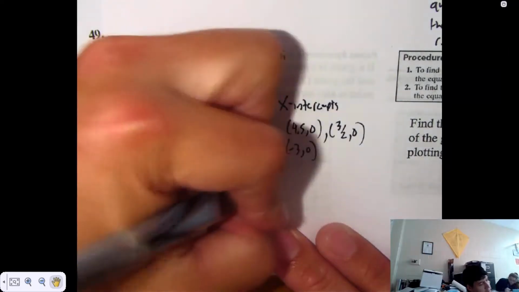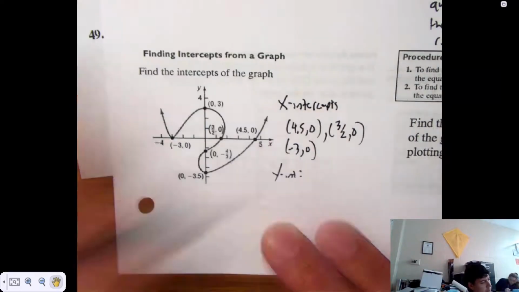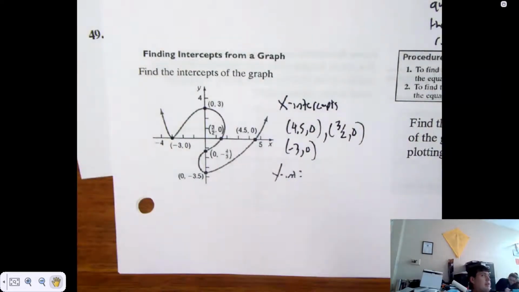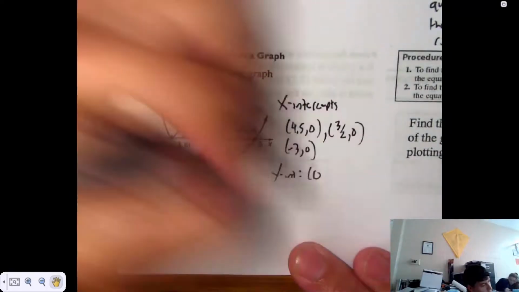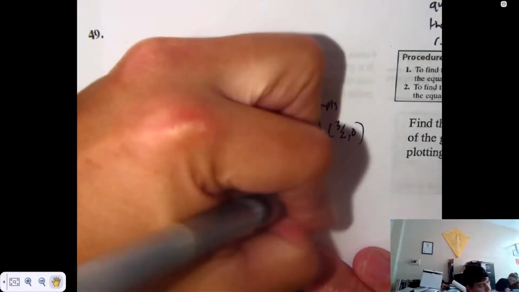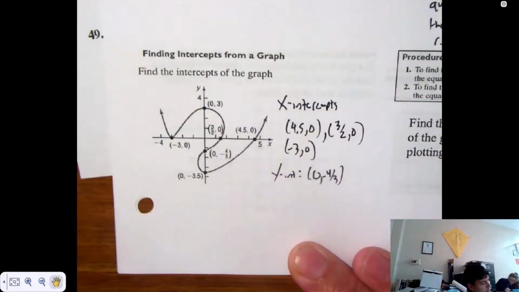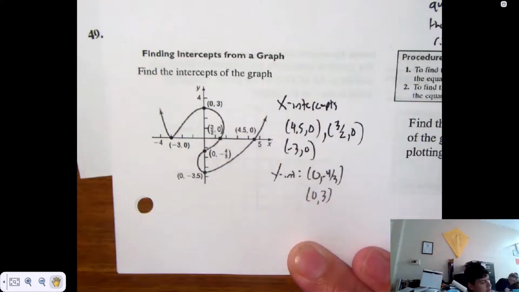All right, y-intercepts are up next. Allison, can you give me a pair of y-intercepts? 0, -4/3 is one. Leah, you got a pair? 0, 3. And Lauren, last pair.